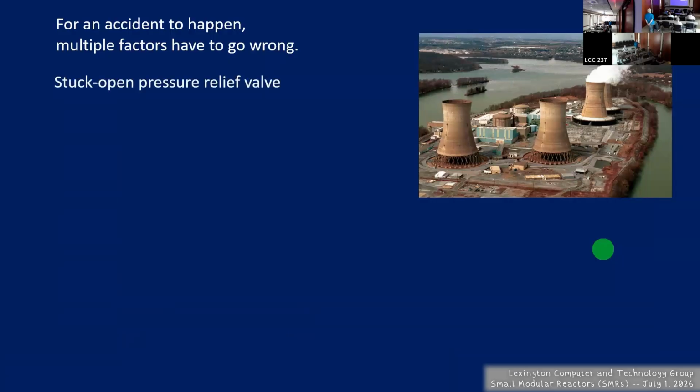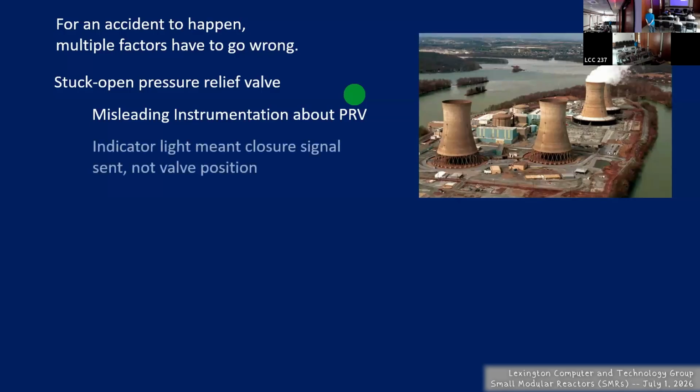What they had at TMI was a stuck-open pressure relief valve for the steam. See the steam coming out of this one. And they had misleading instrumentation about the pressure relief valve. The indicator light meant that the closure signal was sent, not the valve position. So you press the button to close the valve, you get a green light. You'd think intuitively that the valve is closed, but it only says that the signal was sent. The valve position light was out of sight of the operators, which had to be a huge design error, if they didn't know whether the signal had been received.